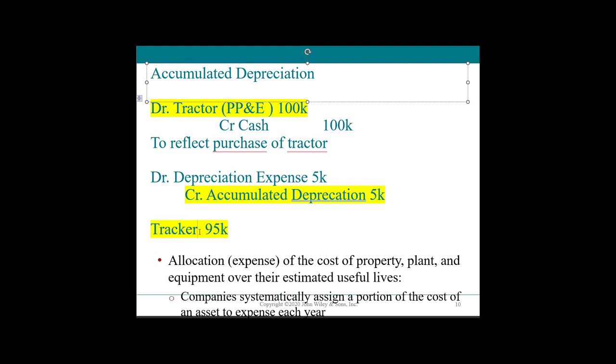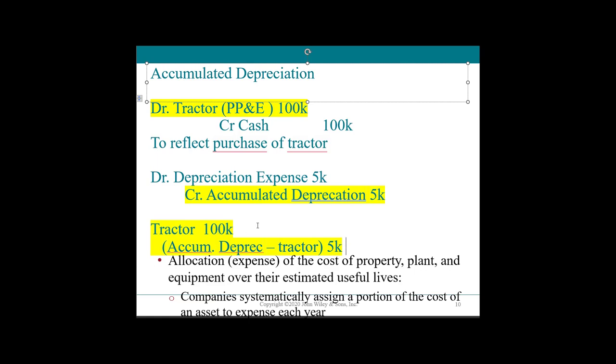Now, you can either have it net, which is what this is right now, or you can do gross. So you can do tractor. Did I spell that wrong? Tractor. Bad Albertan. And accumulated depreciation tractor. And this would be 5K.